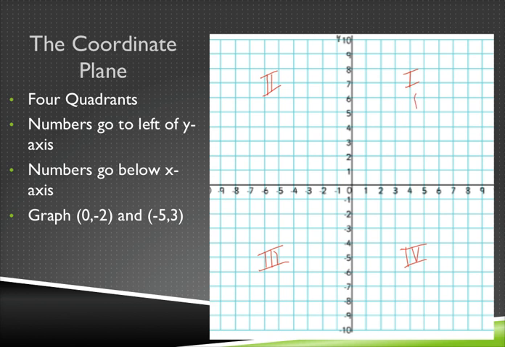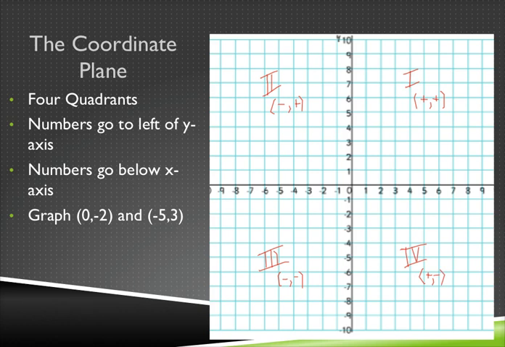In quadrant 1, X is positive and Y is positive. In quadrant 2, your X values are negative and your Y values are positive. In quadrant 3, both your X and Y values are negative. In quadrant 4, your X values are positive and your Y values are negative.